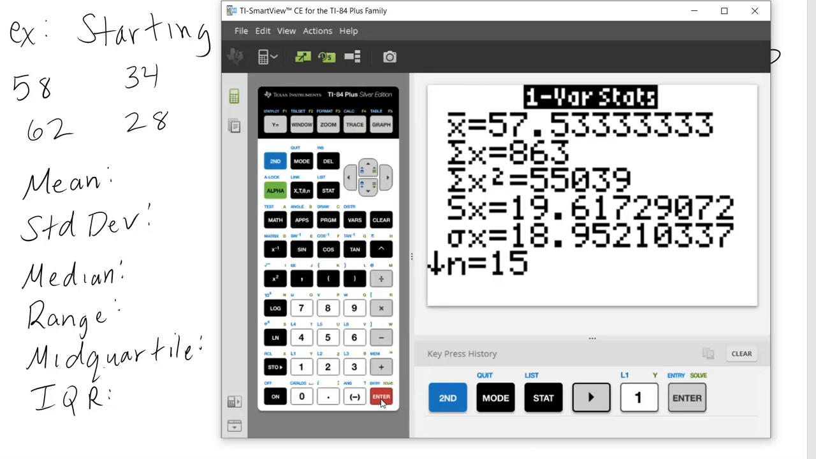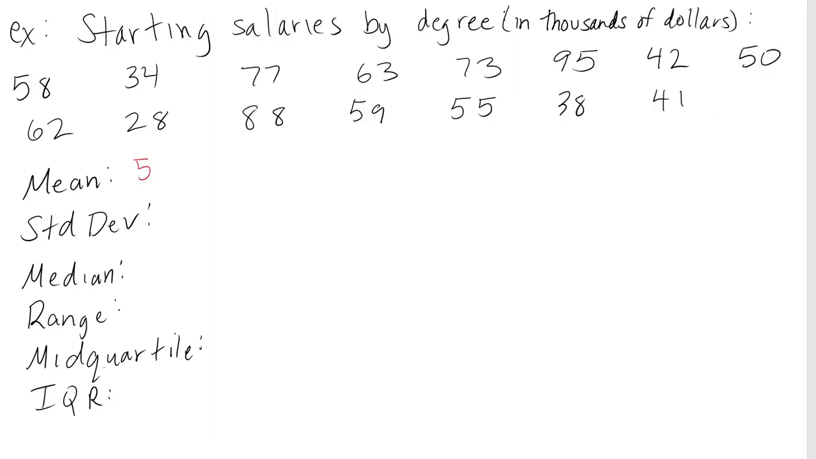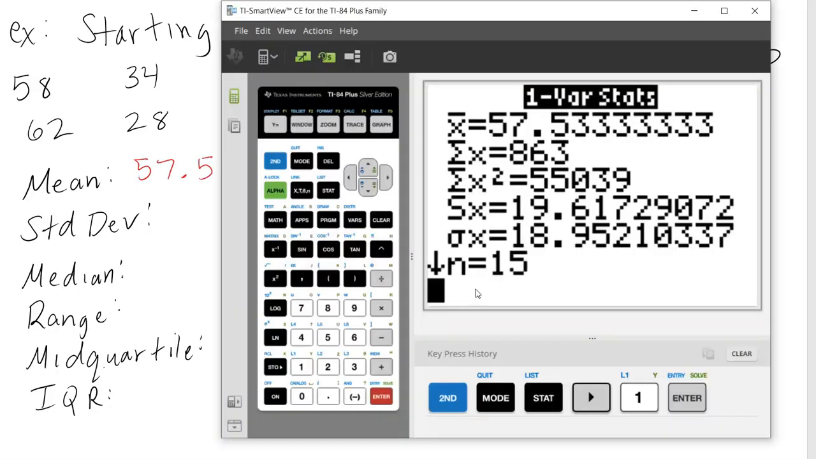And we get a bunch of different information. The mean is around 57.53. I'll just round that to 57.5. The standard deviation, we have to have a bit of a discussion here because the calculator actually gives us two standard deviations. It gives us a sample standard deviation and a population standard deviation.